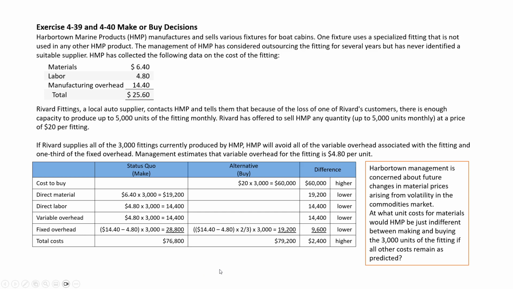So what we can do here is just take our original $6.40 and then take a look at the cost difference we currently have between these two, which is $2,400, divided by the 3,000 units that we're talking about. 2,400 divided by 3,000. Add that cost differential to the current $6.40, and the material cost could go up to $7.20 for us to be indifferent between making and buying.